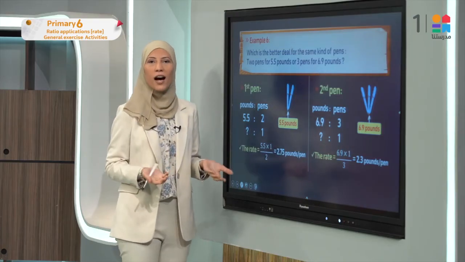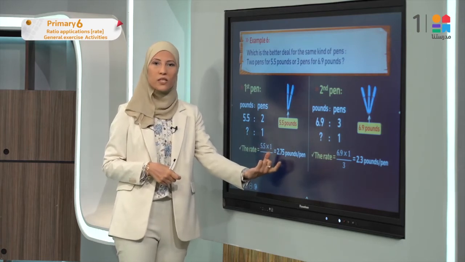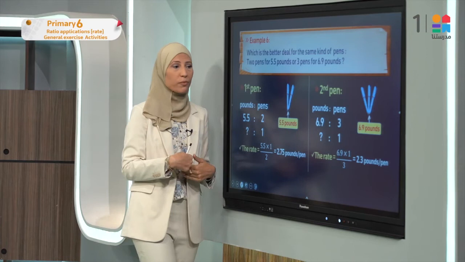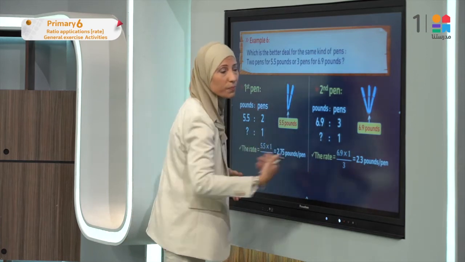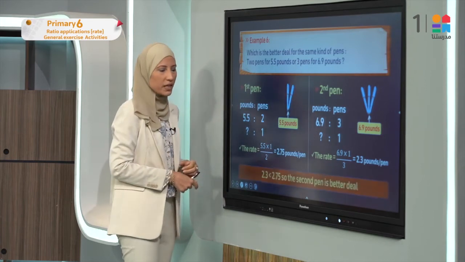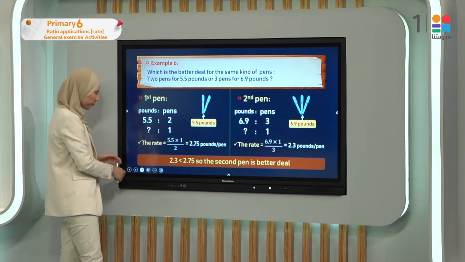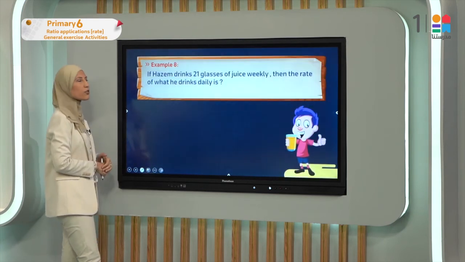Okay, here I am going to pay 2.75 for every 1 pen, or is it better for me to pay 2.3 pounds per pen? Of course, the second deal is better for me because 2.3 is smaller than 2.75. Okay, let's see another exercise.